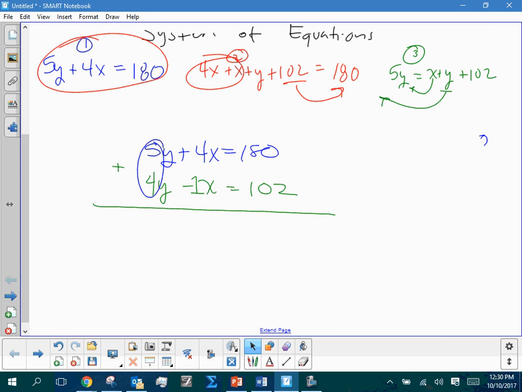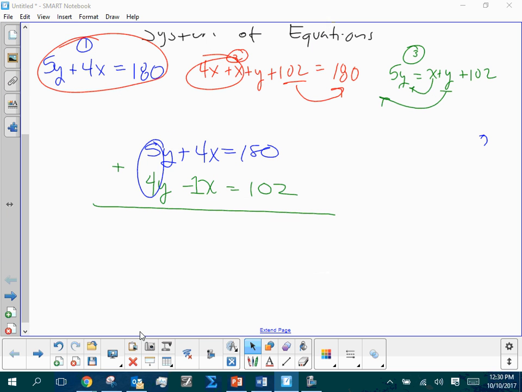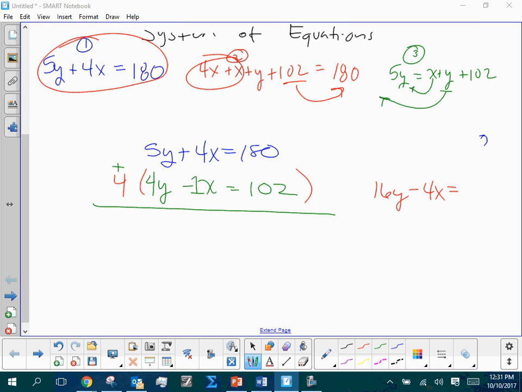But I think looking and trying to decide before I just blindly start doing stuff, it might make more sense to analyze the problem a little bit and start to foreshadow. It's okay, if I do it this way, it's going to be this amount of work. If I do it this way, it's going to be more work. So maybe figure out which one's going to be easiest, the least amount of work. So I'll multiply this 1 by 4. So that's going to give me 16y minus 4x equals 408.